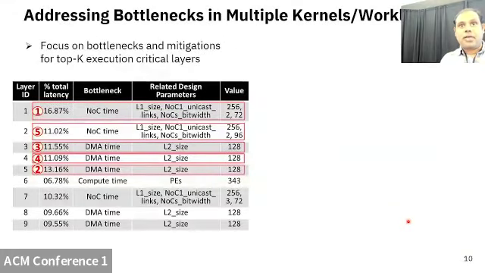Typically, there are multiple ML workloads I need to find the best solution for. And each workload has many layers, right? And for each layer, there is a different bottleneck. So bottlenecks are very diverse for different workloads and many layers. So one thing is that I need to focus on only the top performance-critical layers so that I can narrow down the mitigations that I need to try.